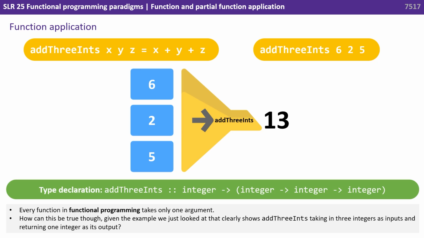Now, here's an interesting statement. Every function in functional programming takes only one argument. But how can this be true? Given the example that we're literally looking at now clearly shows that add 3 ints takes in 3 integers as inputs and returns 1 integer as output. It seems like those two statements are conflicting.